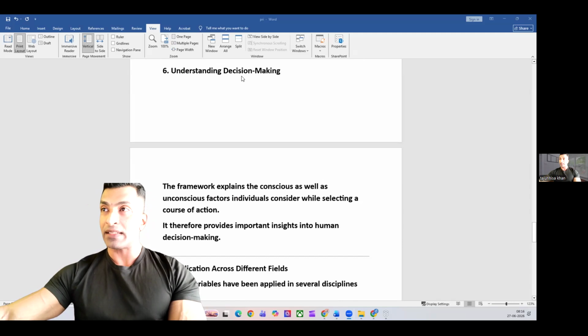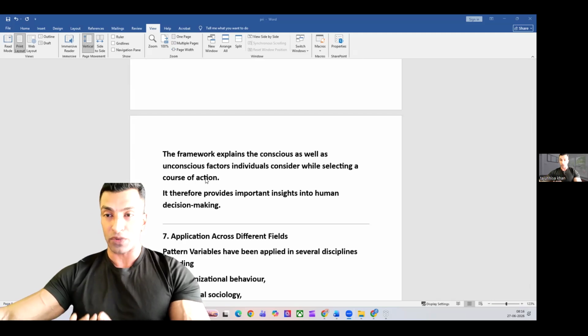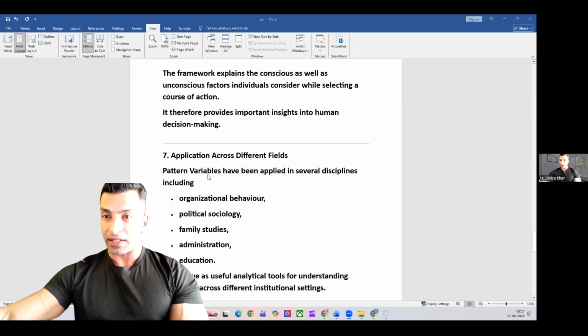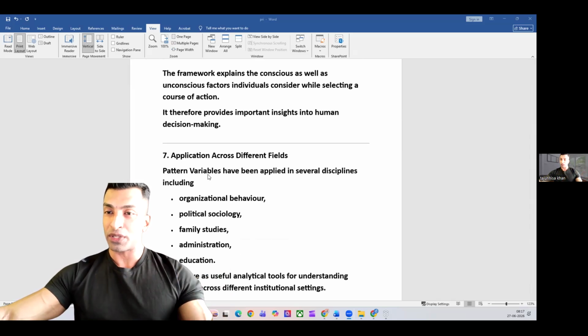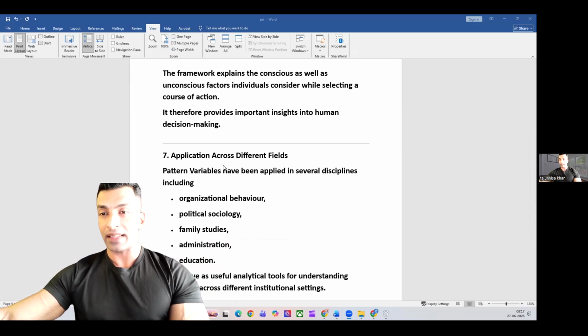And it also helps you to understand decision making, right? So the framework explains how conscious as well as unconscious factors individuals consider while selecting a course of action. It therefore provides important insight into human decision making as well. How we take a decision, we finally have to take a decision, right? And between those dilemmas, whether to go with society or to go with your own motivation, whether to go with value or motivation, collectivity or your individuality, that ultimately matters. And finally, there is a decision. So you can understand that.